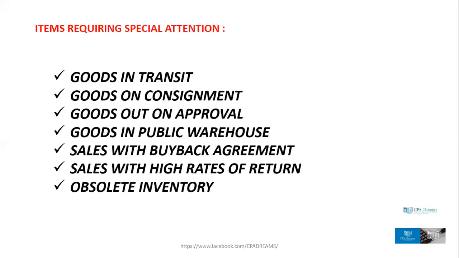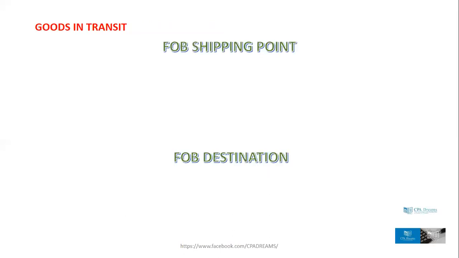Now, moving on, we have items requiring special attention. So ano tong mga items na to? We have goods in transit, goods on consignment, goods out on approval, goods in public warehouse, sales with buyback agreement, sales with high rates of return, and obsolete inventory. So I'm going to discuss this, and I'm going to give you the definition. Okay, so very important to learn the goods in transit.